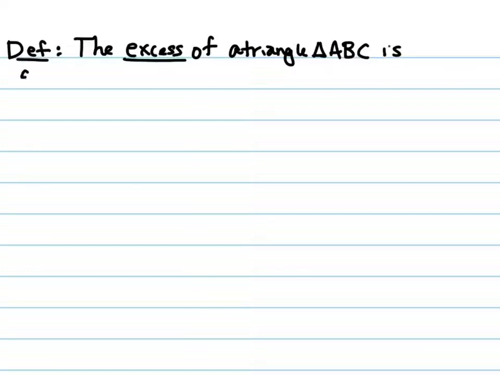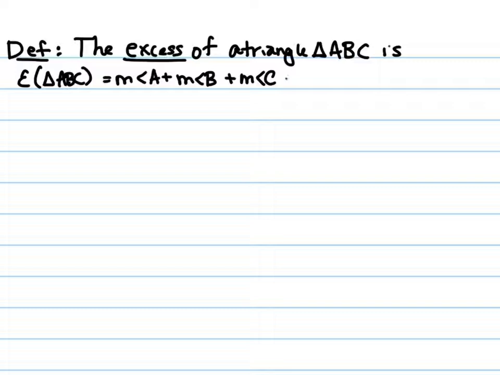is this measure, we'll call it epsilon of triangle ABC, which is the measure of angle A plus the measure of angle B plus the measure of angle C. It's the three angles added up minus 180. When we did defect, it looked exactly opposite this. It was 180 minus the three angles.